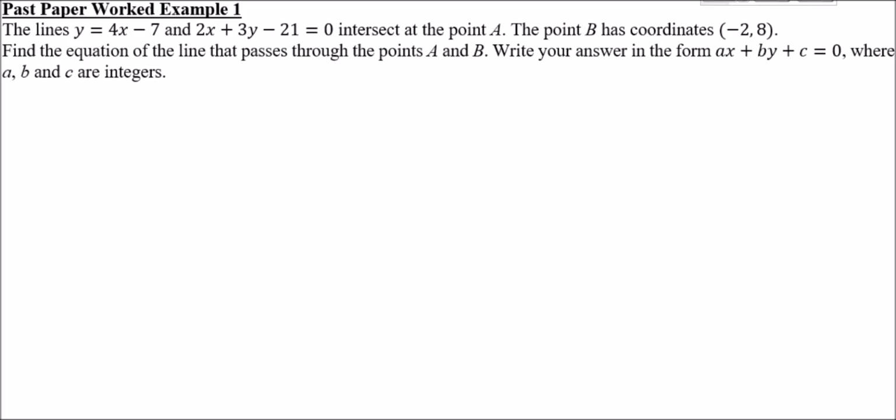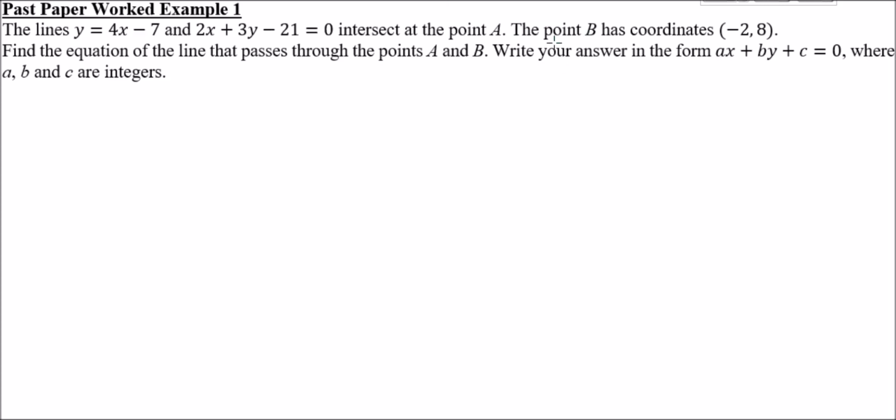And now, like I promised you earlier, I'm going to do some past paper worked examples with you. This was from a past paper a while ago, so the first bit of this question might seem very familiar. The lines y equals 4x minus 7 and 2x plus 3y minus 21 equals 0 intersect at the point A. I'm going to remind you now, that was in warm-up question 3. I'm going to return to that in a moment. That warm-up question 3 was actually a smaller part of a much bigger question.